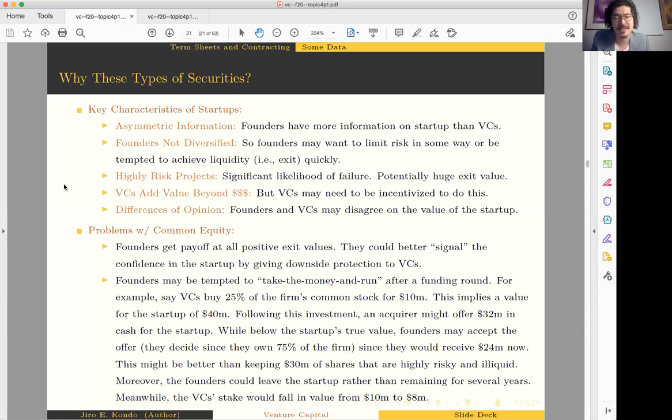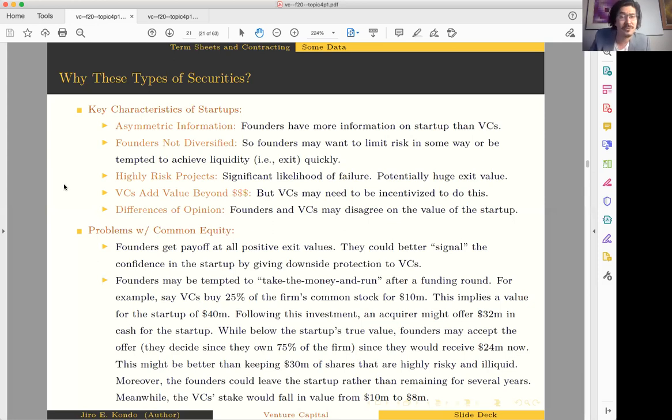And then we'll make a little bit of sense of why the securities that we do see don't run into the problems that are highlighted with common equity, and why the VC securities make sense in the shadow of the problems that I highlight. And then we'll speculate a little bit about the choice between the different types of securities as well. So what governs that decision? Do you do convertible preferred or do you do participating preferred? So this is going to be our first block for today's lecture. Sound good?